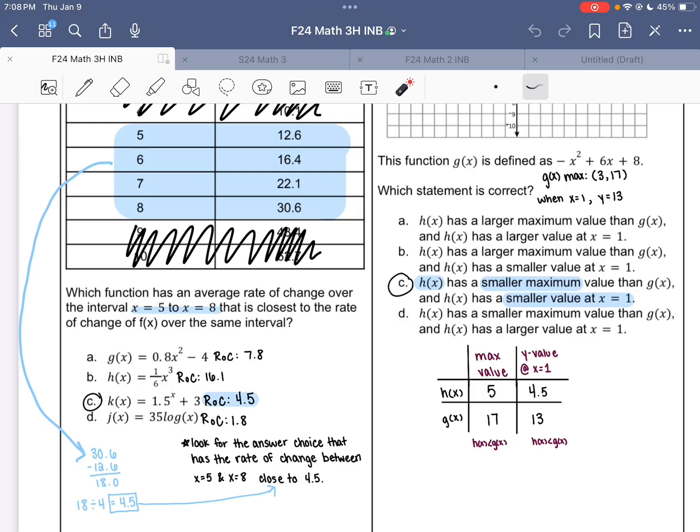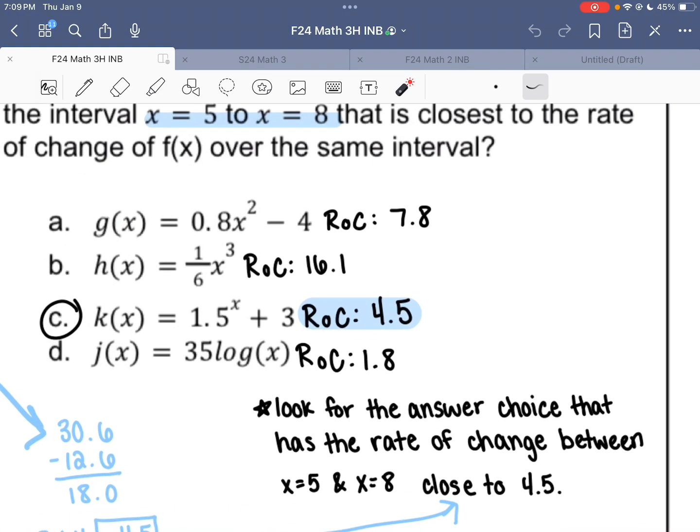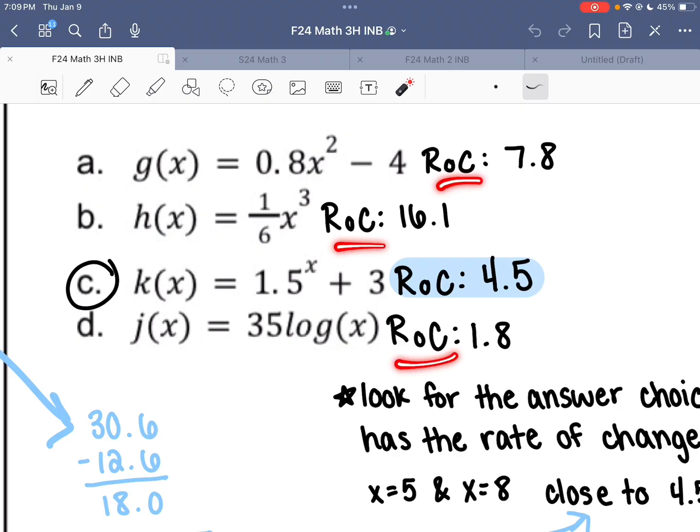So their question is, they gave us these 4 different functions, and they're asking which one of these functions has a very similar rate of change at the same values. So what we have to do is graph every single answer choice, turn the functions into tables, and find the rate of change from 5 to 8 for each answer choice. To save some time, I went ahead and found those rates of change here. And the only one that was remotely even close was answer choice C.